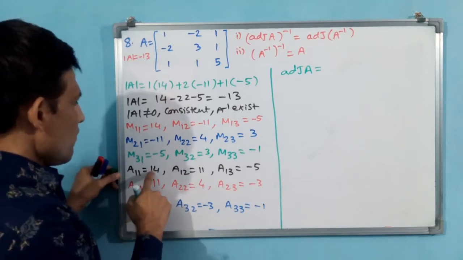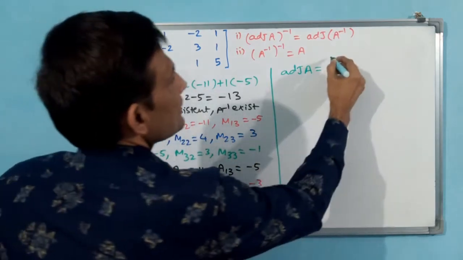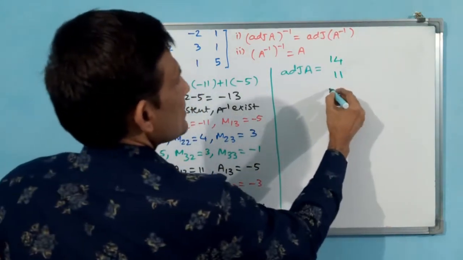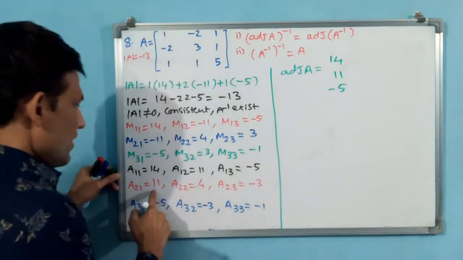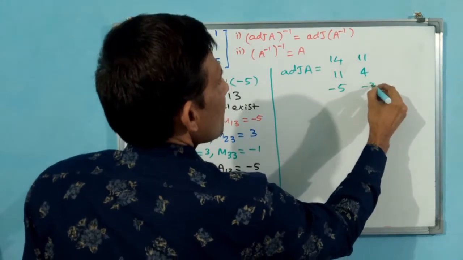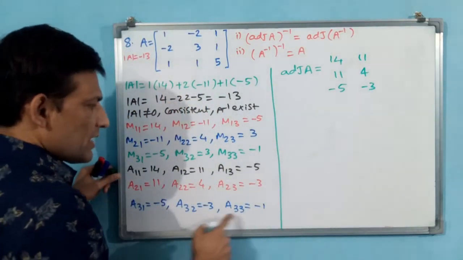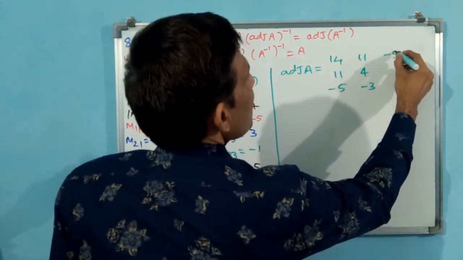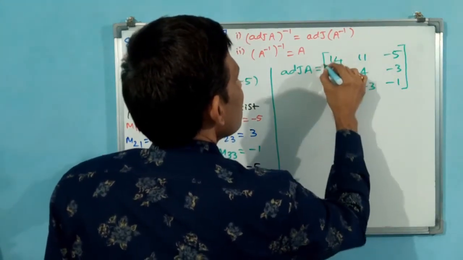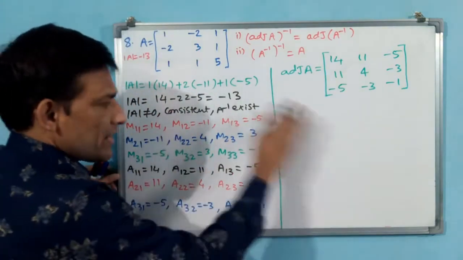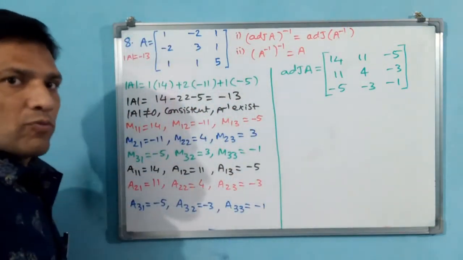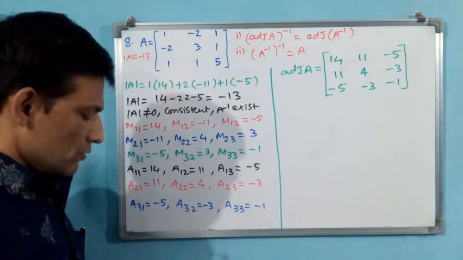Adjoint A. You see, 14, 11, minus 5. 11, 4, minus 3. Minus 5, minus 3, minus 1. This is adjoint A. While rubbing again we will write it on top. These two we will write here. What we have to prove and all, like that we have to do.